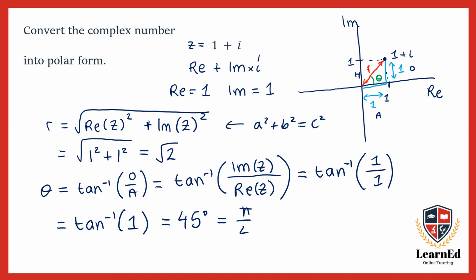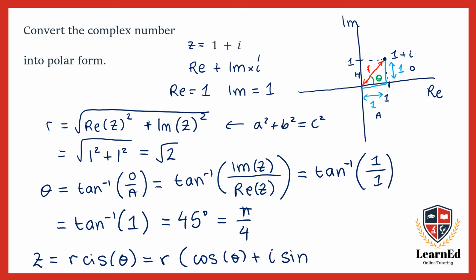Now that we've got our two components, we know what r is and we know what theta is, we can write our answer for z in polar form. The form is written as r cis theta, which is a shorthand way of writing r times the bracket cos theta plus i sine theta. This cis is a shorthand way of writing cos theta plus i sine theta, and that i is the complex number i.